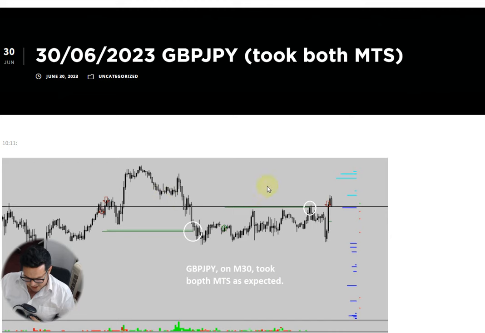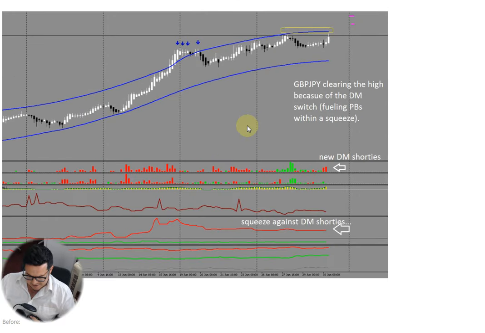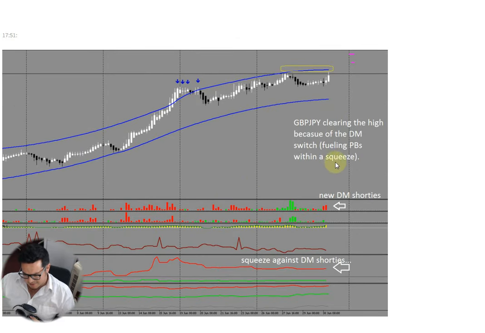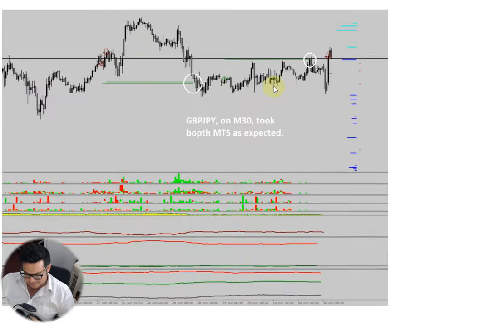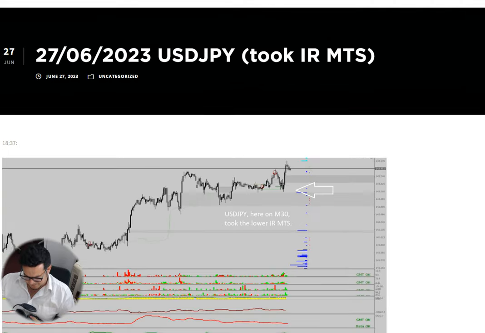Okay, you can buy away from the squeeze against the shorties. So great, is that? Very good trade. And then interestingly, in the end, look, we had shorties coming in again, fueling the squeeze again and clearing the high. So beautiful, beautiful trade in pound yen there.